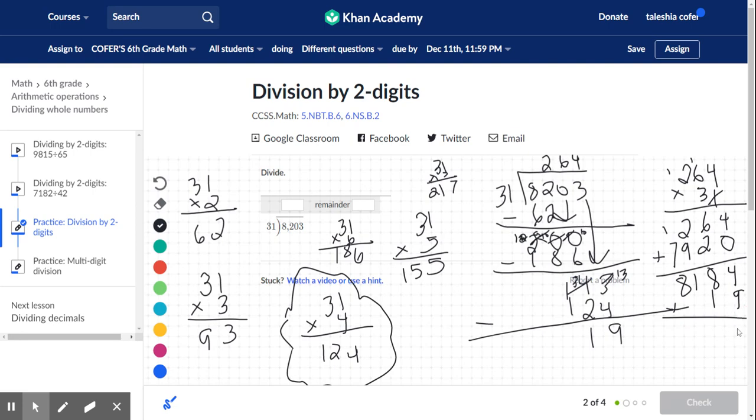4 plus 9 gives me 13. I write a 3, carry a 1. 1 plus 8 is 9, plus 1 is 10. Write a 0, carry a 1. 1 plus 1 is 2. And 8 plus nothing is 8. This matches what we started with, so I know my answer is correct. My answer was 264 with a remainder of 19.